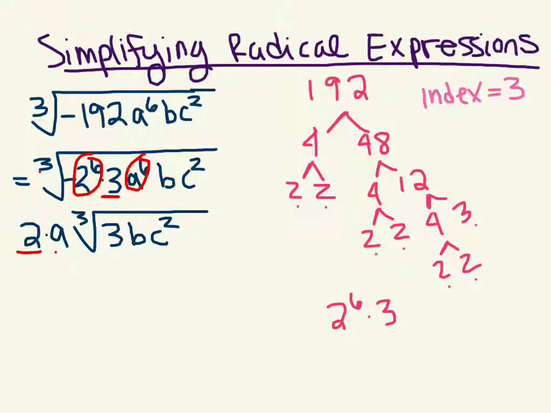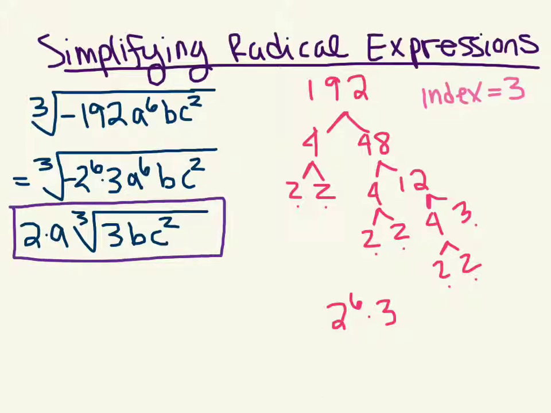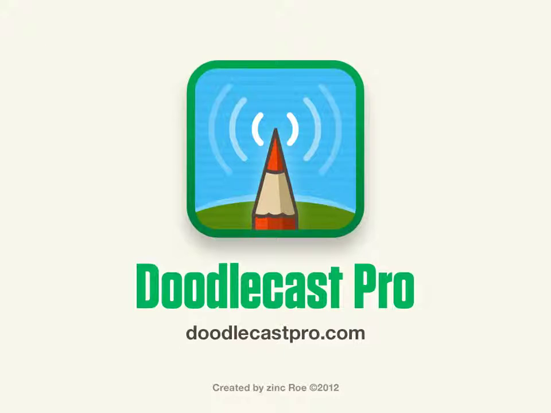The 3 has a power less than the index of 3. The b has a power of 1, which is less than 3. And the c squared has a power of 2, which is less than the index of 3. So we have now simplified our radical down as far as we can, and this is our final answer.